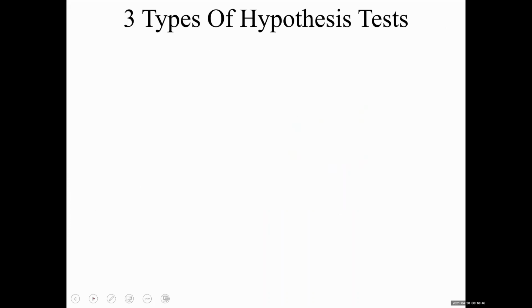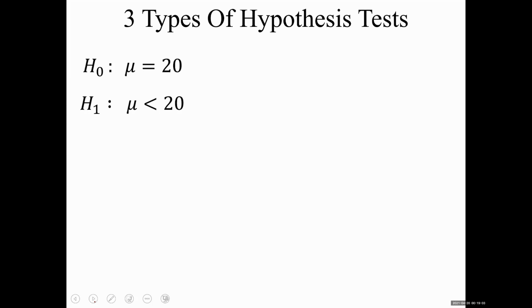Okay, now there's 3 types of hypothesis tests. Why is there 3 types? Because the peasant can claim one of 3 things, right? He has 3 options for what he can claim. The king only has 1 option. He's going to have an equal sign in his claim, and that's it. So here's one type of hypothesis test.